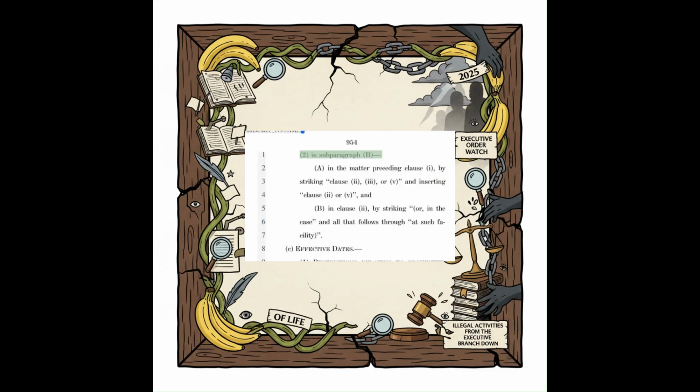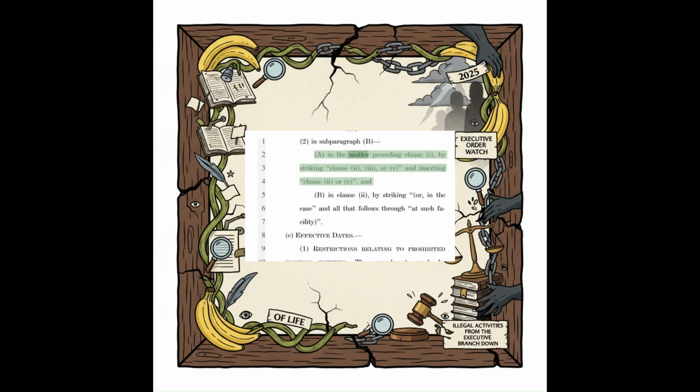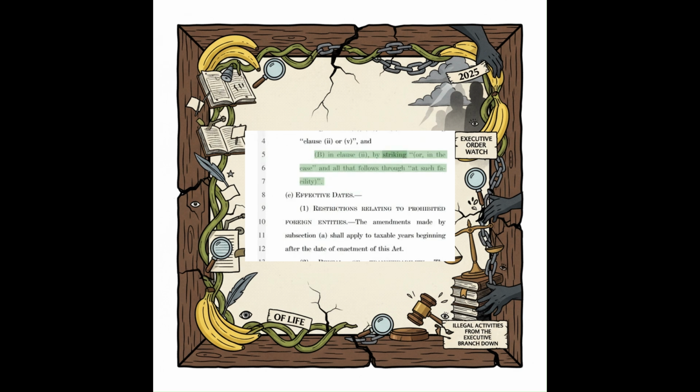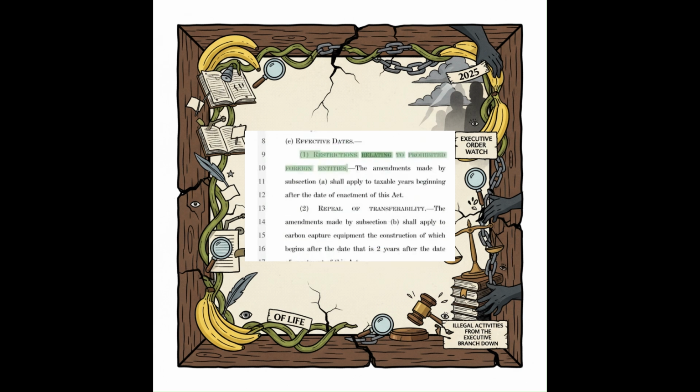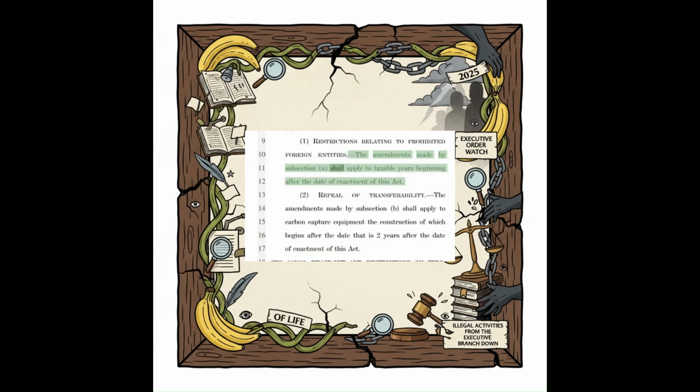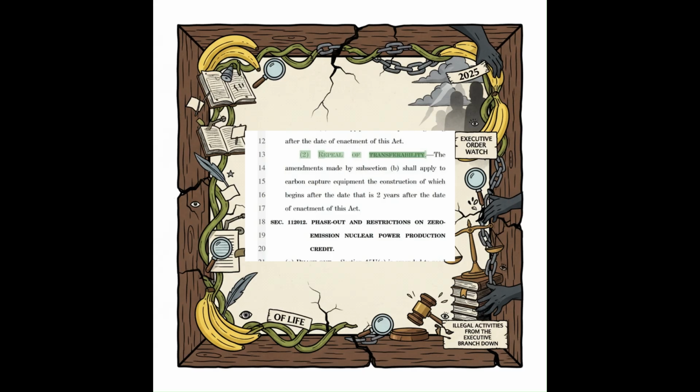954. In subparagraph, in the matter preceding clause by striking "clause, or" and inserting "clause, or", and in clause by striking ",". Restrictions relating to prohibited foreign entities. The amendments made by subsection shall apply to taxable years beginning after the date of enactment of this Act. Repeal of transferability. The amendments made by subsection shall apply to carbon capture equipment, the construction of which begins after the date that is 2 years after the date of enactment of this Act.